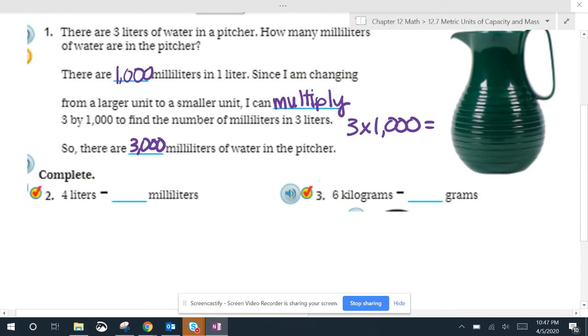Okay. For the next one, you're going to be changing liters to milliliters and kilograms to grams. Go ahead and pause the video and do 2 and 3 on your own, and then press play when you're ready to check your work.